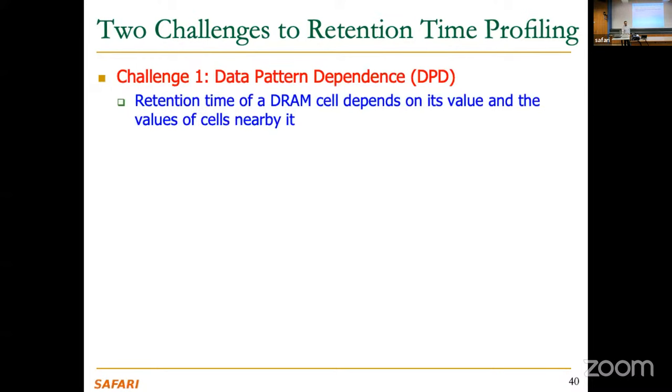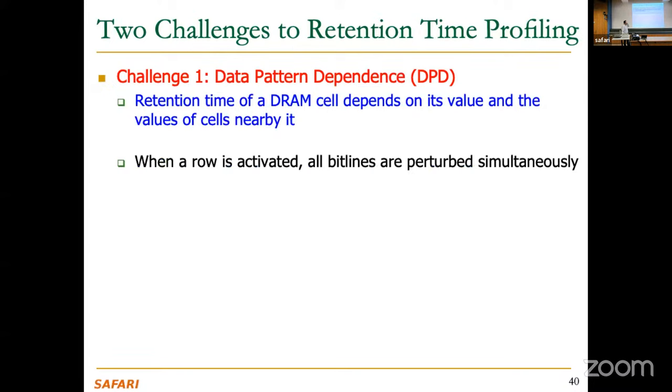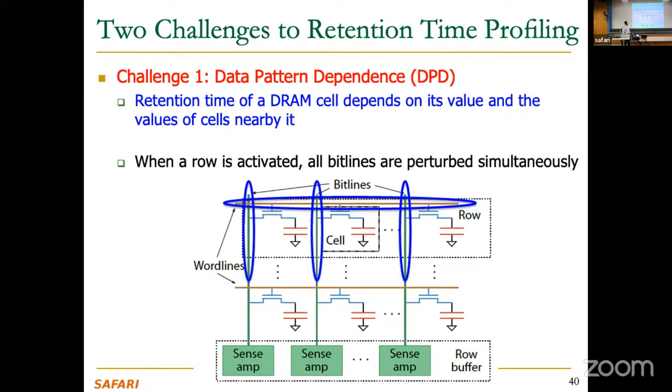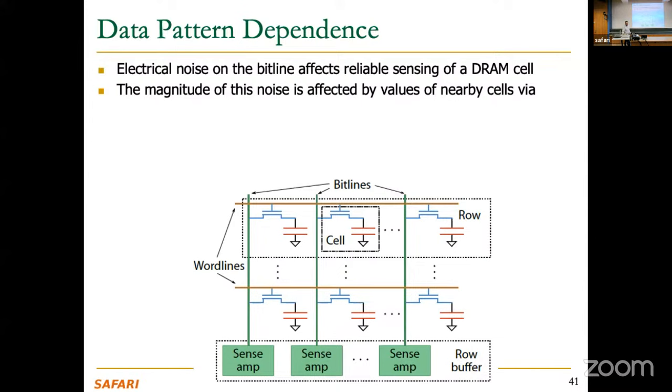When a row is activated, all bit lines are perturbed simultaneously. You have your word lines and bit lines, and the bit lines are connected to the sense amplifier. You activate this whole row by asserting the word line, and each cell shares its charge with the bit line that corresponds to it. If you have some electrical noise on the bit line, it affects reliable sensing. And the magnitude of the noise is affected by the values in nearby cells. This is called bit line to bit line coupling.